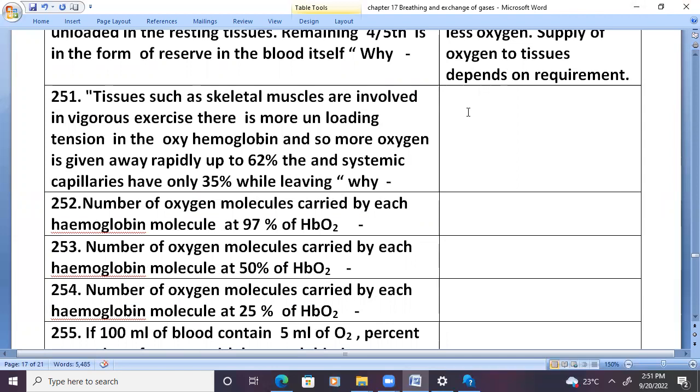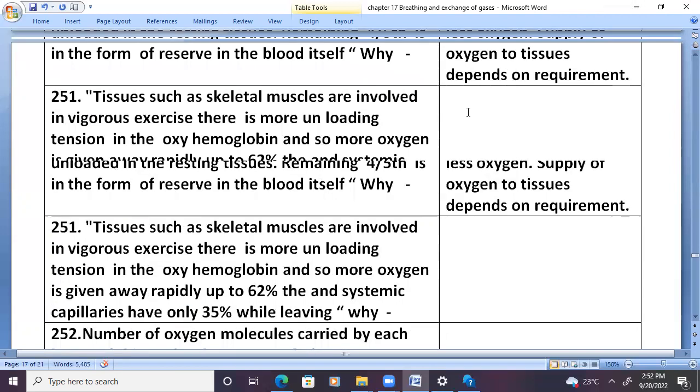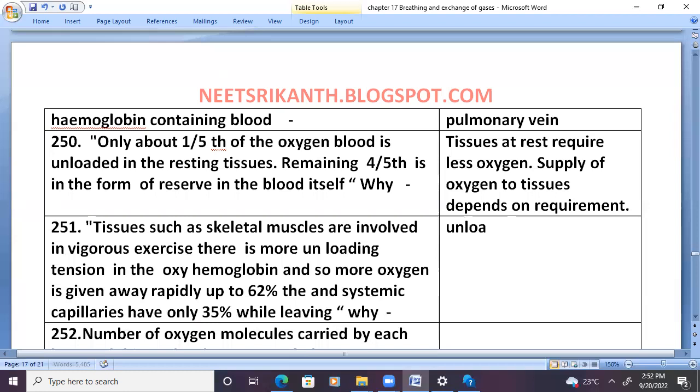Tissues such as skeletal muscles are involved in vigorous exercise. There is more unloading tension in the oxyhemoglobin, and so more oxygen is given away rapidly, up to 62%, and the systemic capillaries have only 35% while leaving. Why? Because unloading of oxygen to the tissues depends on requirement.